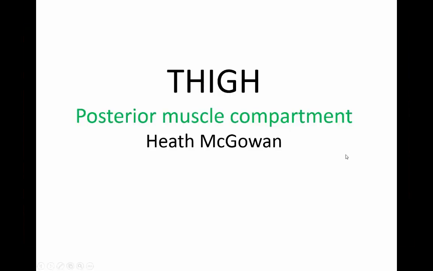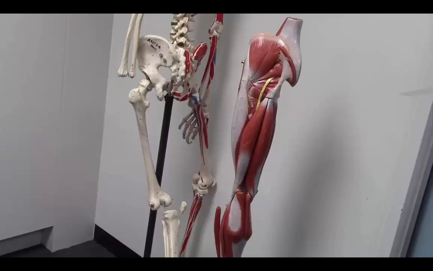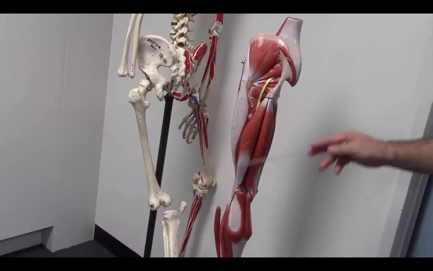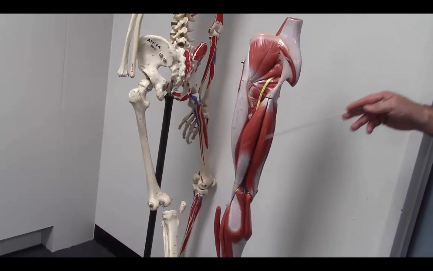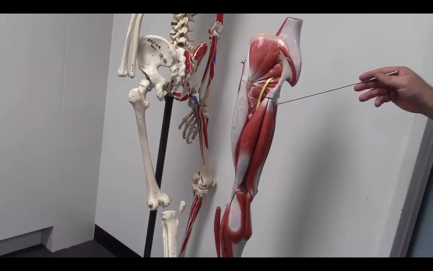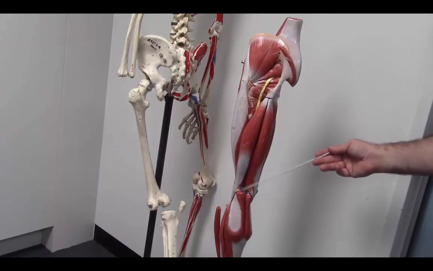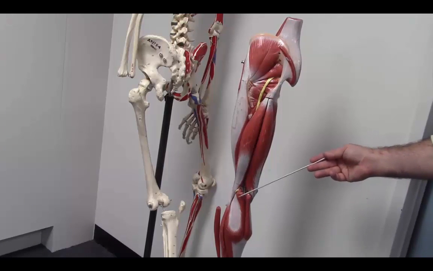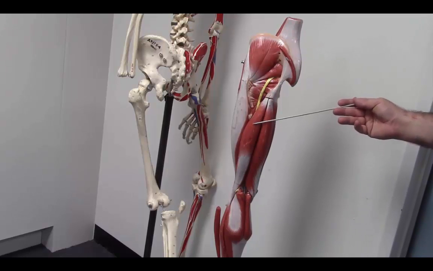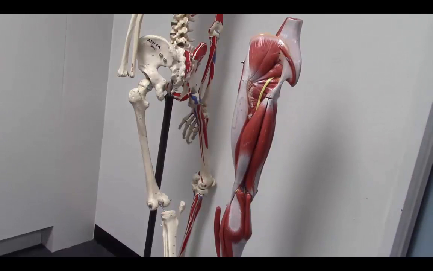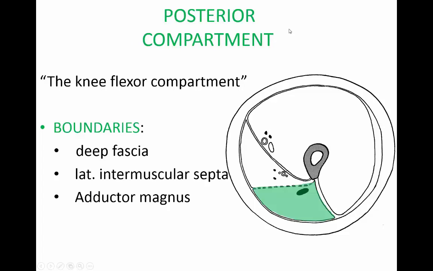This is a presentation on the posterior muscle compartment of the thigh. Here we can see the posterior compartment of the thigh. This comprises our hamstring group of muscles. So these tend to cross the knee posteriorly, therefore causing knee flexion. Many of these muscles also cross the hip posteriorly, leading to hip extension. The posterior muscle compartment of the thigh can be thought of as the knee flexor compartment.